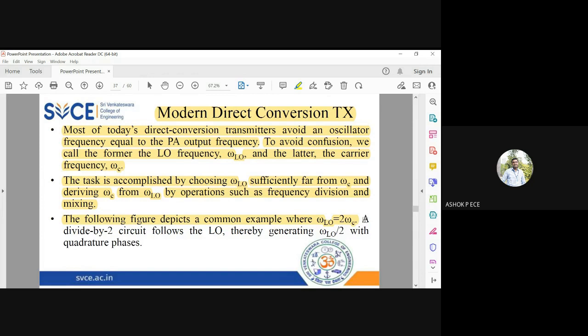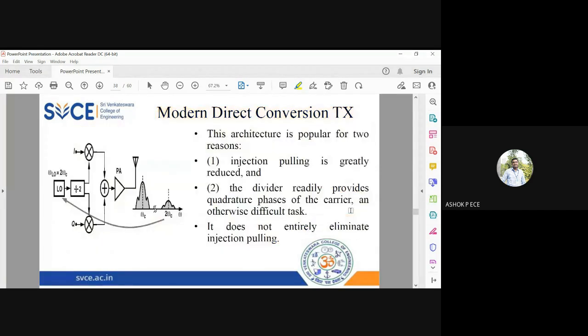So a divide-by-2 circuit is going to be used, which will convert your omega LO by dividing by 2, and that frequency will be used for your carrier. See here, the LO frequency is divided by 2 and given to the mixers. The output is added and sent to the power amplifier.